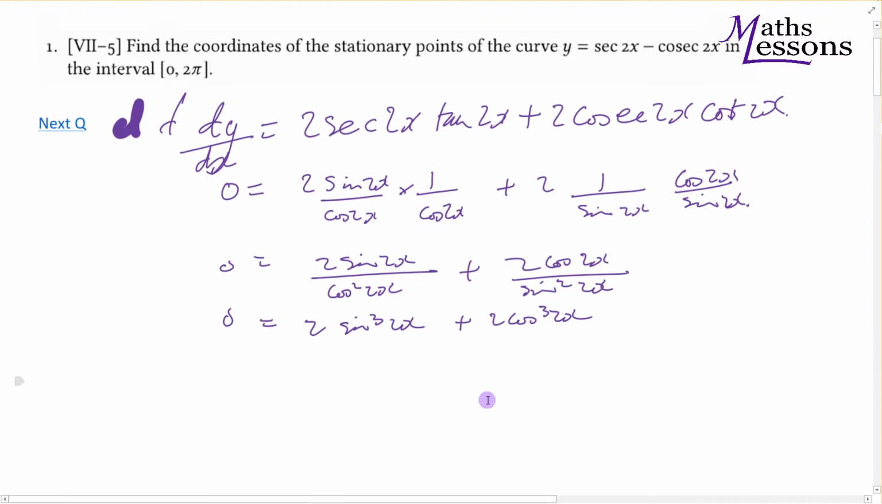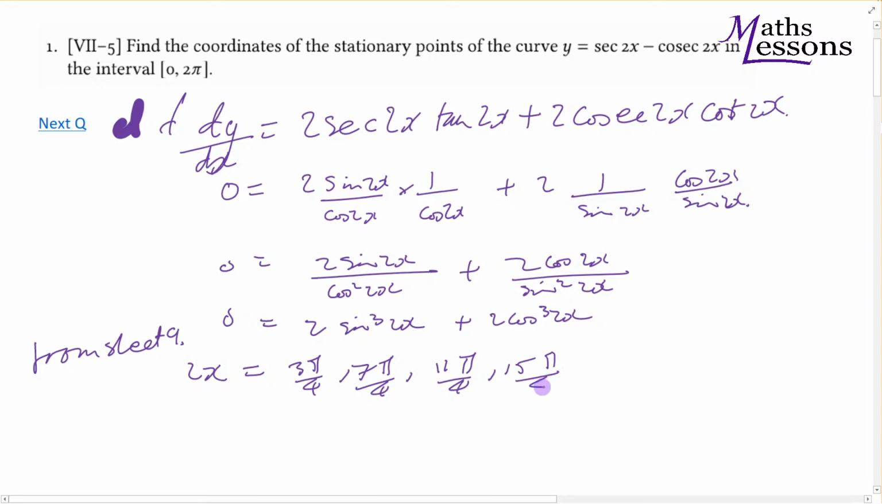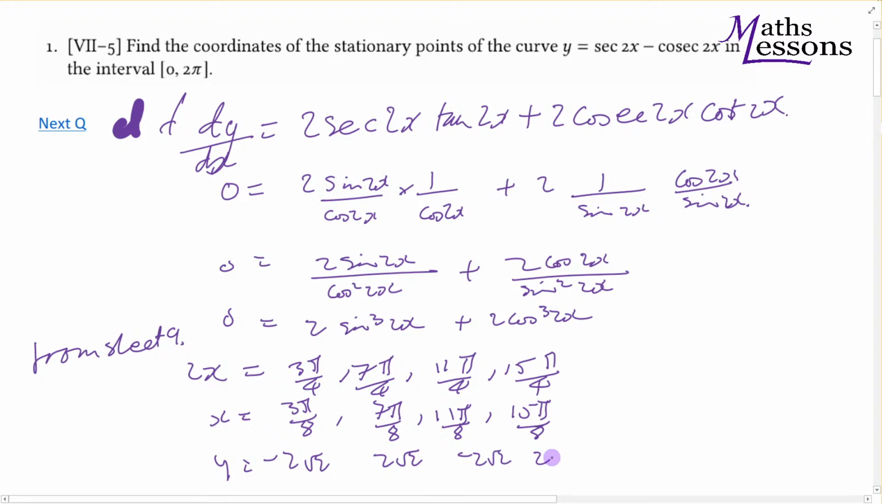So if we go back to this, we know that 2x is equal to 3 pi by 4, 7 pi by 4, 11 pi by 4, and 15 pi by 4. And so therefore x will equal 3 pi by 8, 7 pi by 8, 11 pi by 8, and 15 pi by 8. And then we got the y values that go with those. It's minus 2√2, if you put that in, 2√2, minus 2√2, and 2√2. So those are the coordinates of the stationary points. It doesn't ask us to find the nature, so we won't do that. That's enough for this question at this stage.